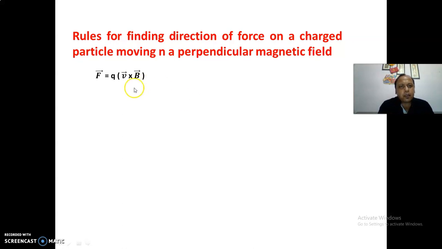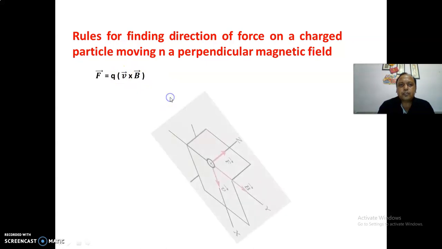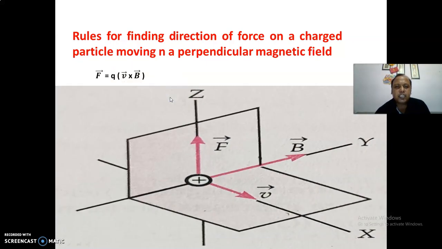Now, in a particular condition, the condition which we are considering here is that the magnetic field is perpendicular to the direction of motion of the charged particle. That is, V is perpendicular to B. In this case, as you can see in the diagram, the magnetic field B is along the y-axis, the velocity of the charged particle is along the x-axis, and the force is along the z-axis.